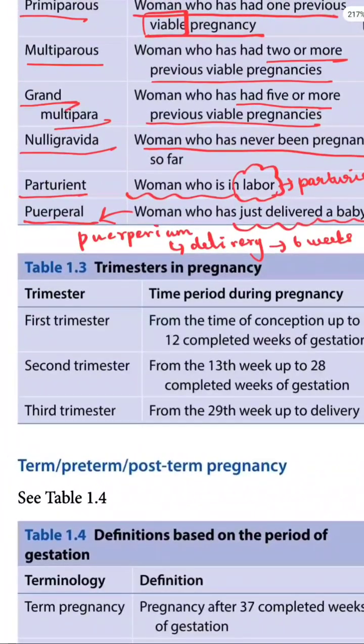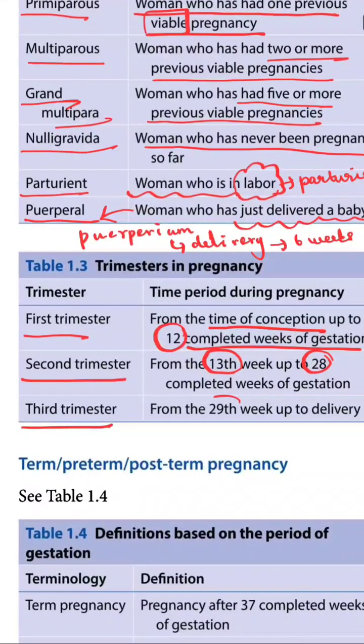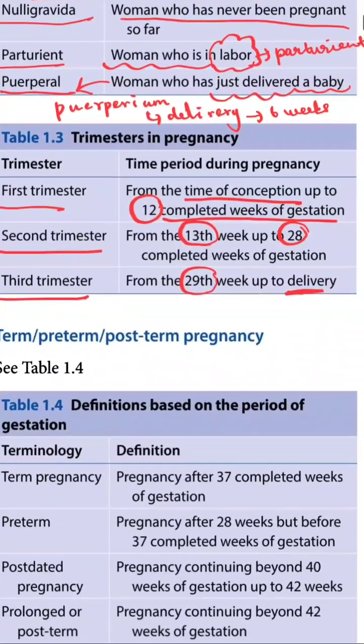Now trimesters in pregnancy: first trimester, second trimester, third trimester. The first trimester is from the time of conception up till 12 completed weeks of gestation. The second is from the 13th week up till the 28th completed week of gestation. The third trimester is from the 29th week up till delivery. So from conception to 12 weeks is the first trimester, 13th to 28th is the second trimester, and from 29th up till delivery is your third trimester.